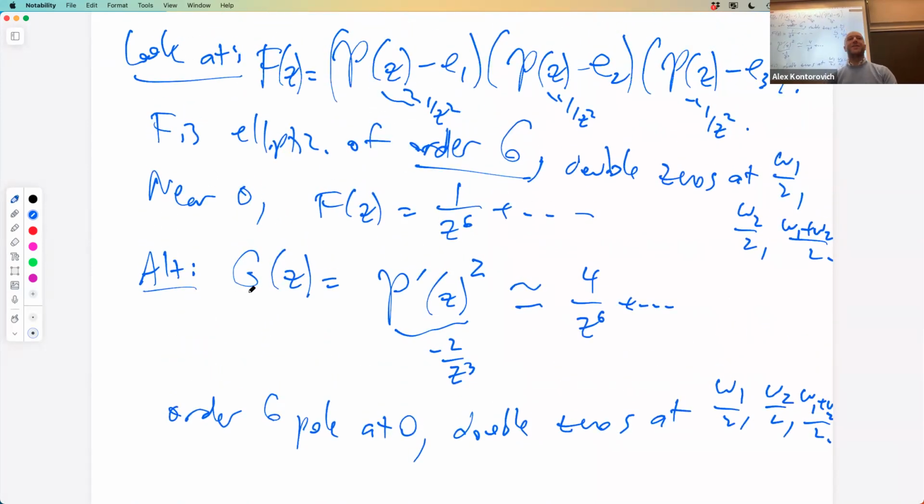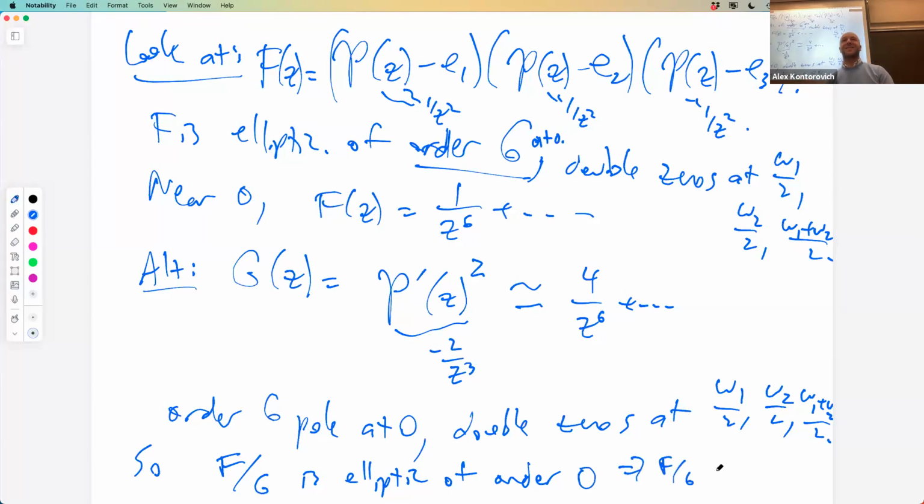So we've made 2 functions, f and g. They both are elliptic of order 6, with order 6 poles at 0, and they both have double zeros at these 3 points. So the function f over g is elliptic of order 0. We've killed off all the poles and all the zeros. They have exactly the same locations of zeros and poles. Therefore, f over g is constant.